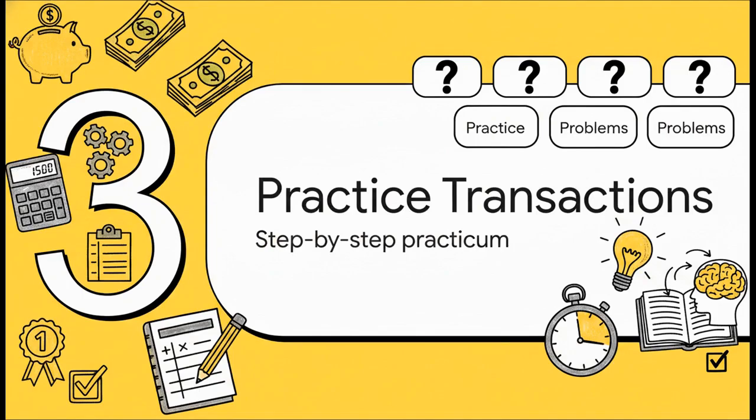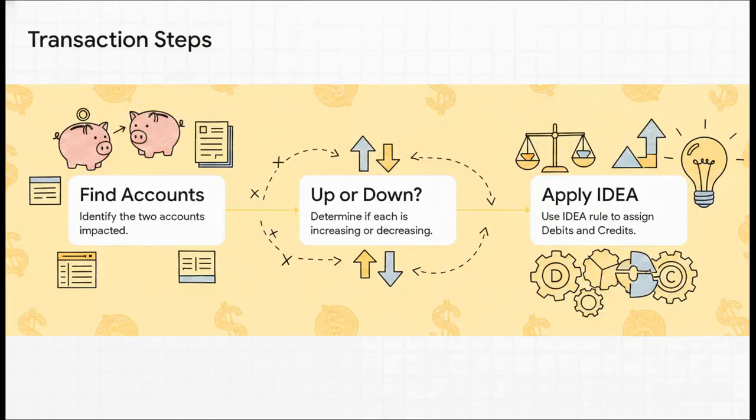This is our step-by-step exam practicum. Now listen up, because this is the real meat of this explainer. Before we tackle specific scenarios, here is a foolproof 3-step method you need to apply to every single problem. Step 1. Identify the 2 accounts impacted. Step 2. Determine if each account is increasing or decreasing. And Step 3. Apply the IDEA rule to assign debits and credits. Whatever you do, do not skip a step, or you're totally going to risk flipping your debits and credits.